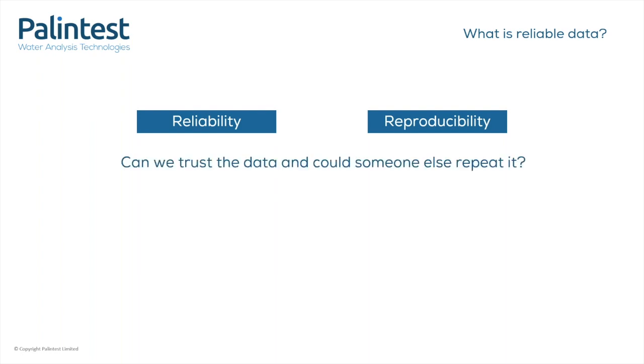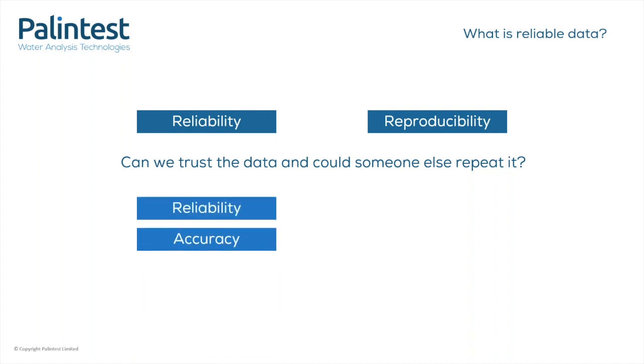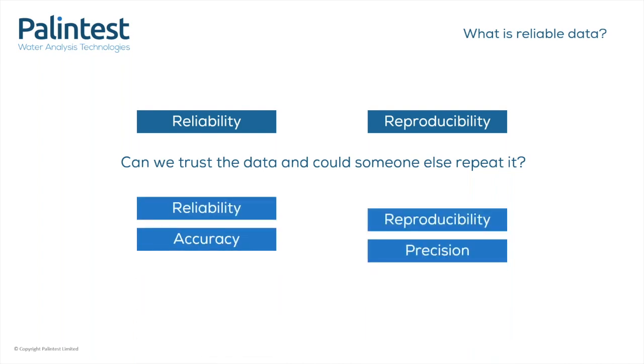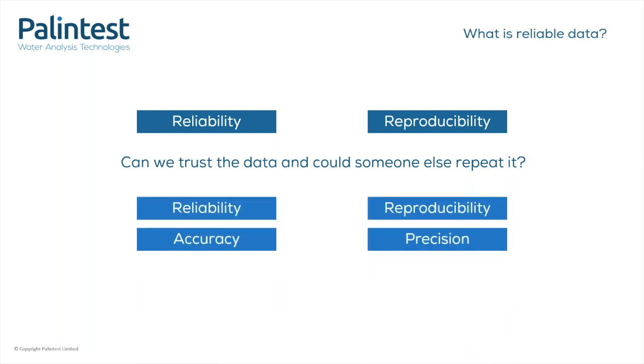So they both mean very similar things. Can I trust the data? Did I do it correctly? And could somebody else do it again? Sometimes it's easier to think of reliability as being similar to accuracy and reproducibility being similar to precision.